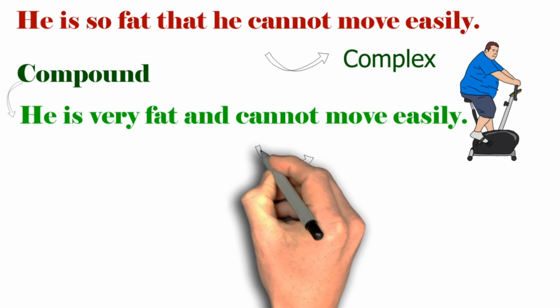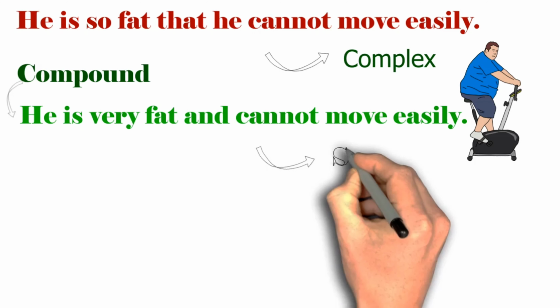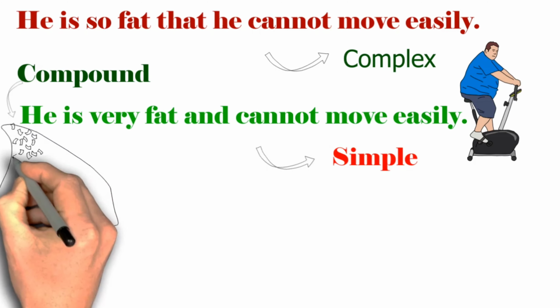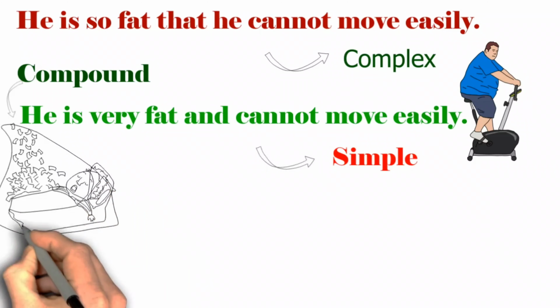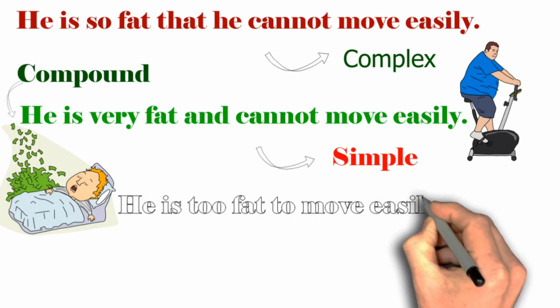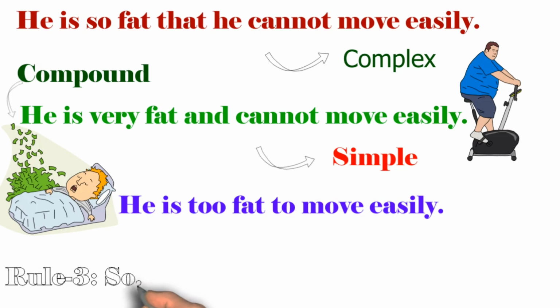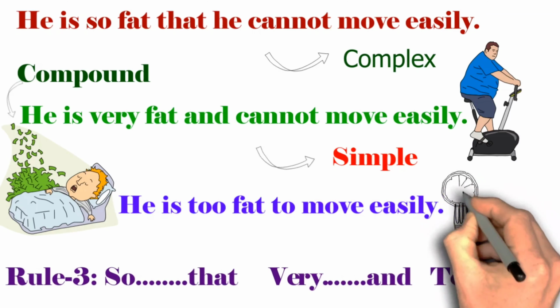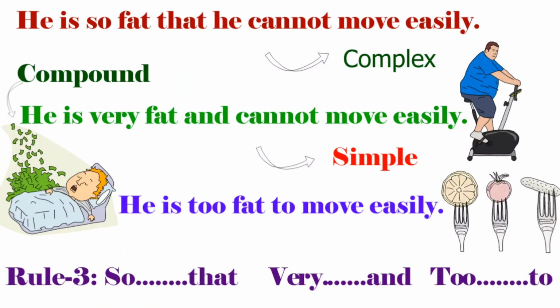Okay, and now we have to make it a simple sentence, because in a simple sentence there will be one subject and one finite verb. So your answer will be, he is too fat to move easily. So this answer is there. Here in this sentence you see the rule is here: so, adjective, that; very, and; too, to.